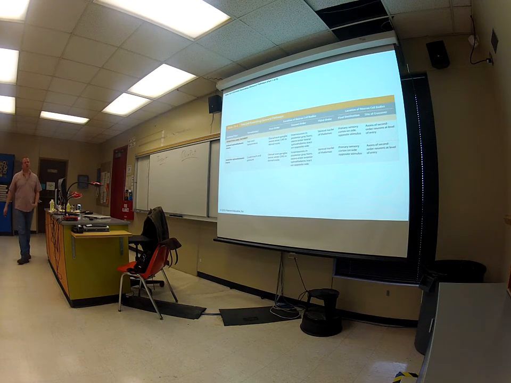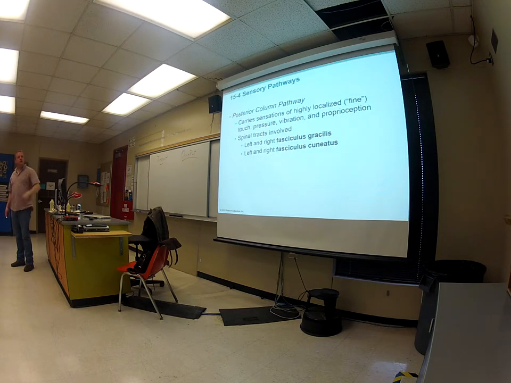Okay, so this walks you through all the pathways. This is a total cheat sheet for the pathways. Super easy. Posterior column, well, we already talked about this, gracilis and cuneatus. What are we talking about? Pressure, touch, vibration, proprioception. Ooh, what is proprioception?